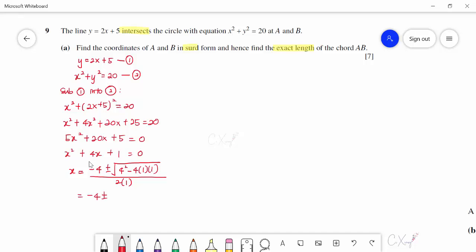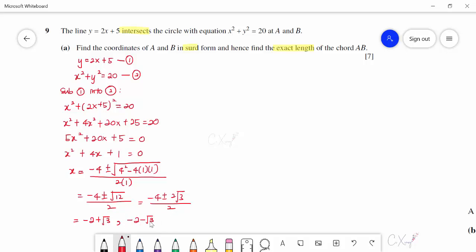Alright, then we will have square root 12 divided by 2. Then we can further simplify it as 2 square root 3 divided by 2. And hence, after you simplify, you have negative 2 plus square root 3. Another value will be negative 2 minus square root 3. So this is the x coordinate for A and also B in surd form.